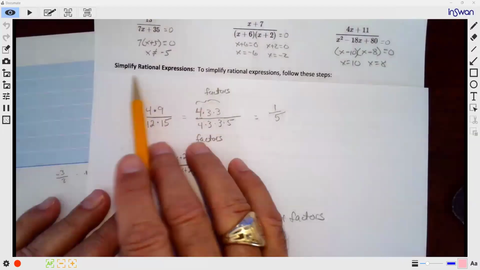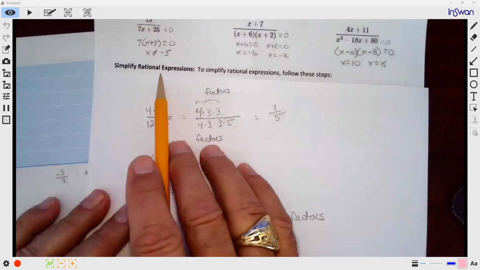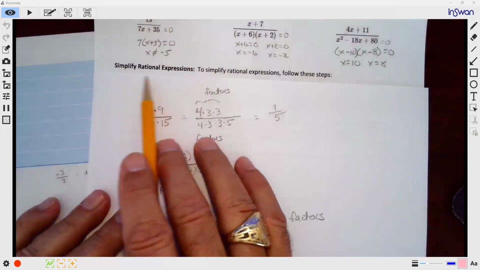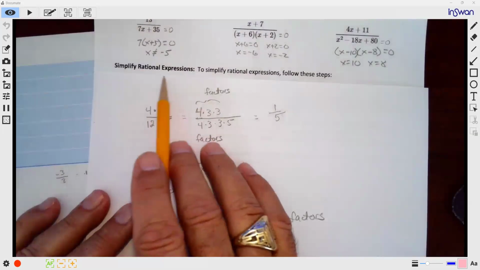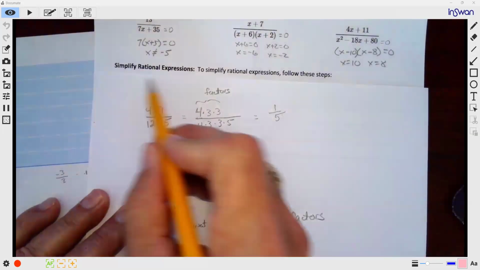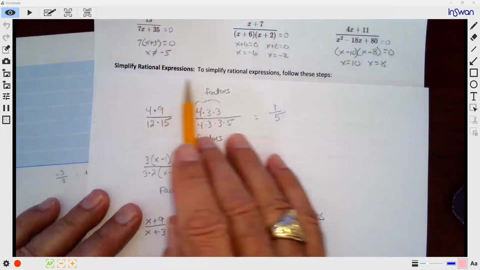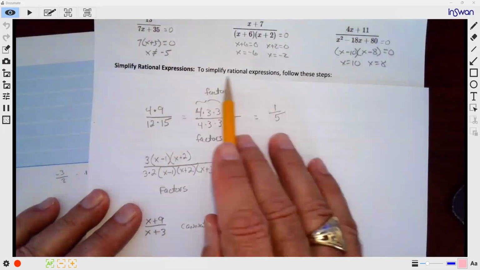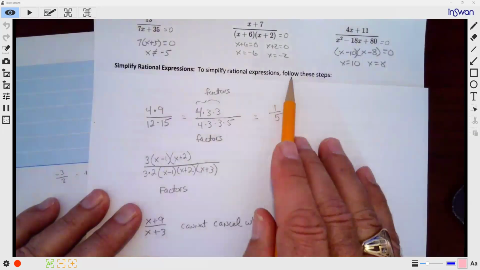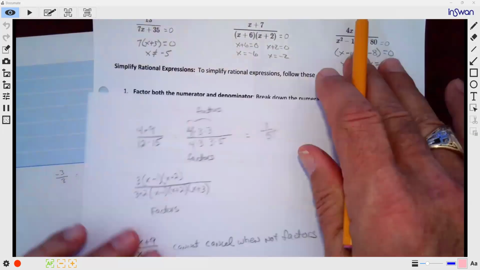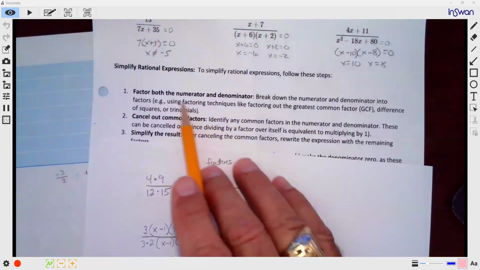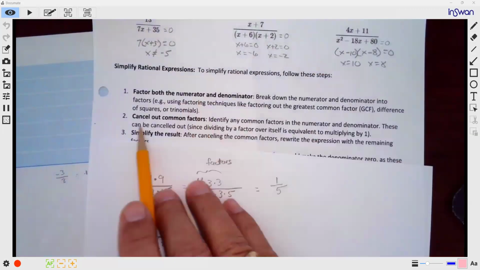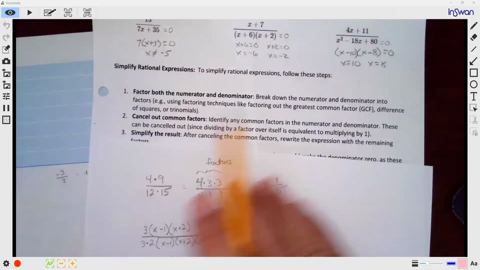And simplification is very, very important. We do not want to have any undue complexity in expressions. And in class, I'll explain in detail why, but for the sake of keeping the video short, I won't. But when you simplify a rational expression, here are the steps: you factor both the numerator and denominator, you cancel out common factors, and simplify the results.